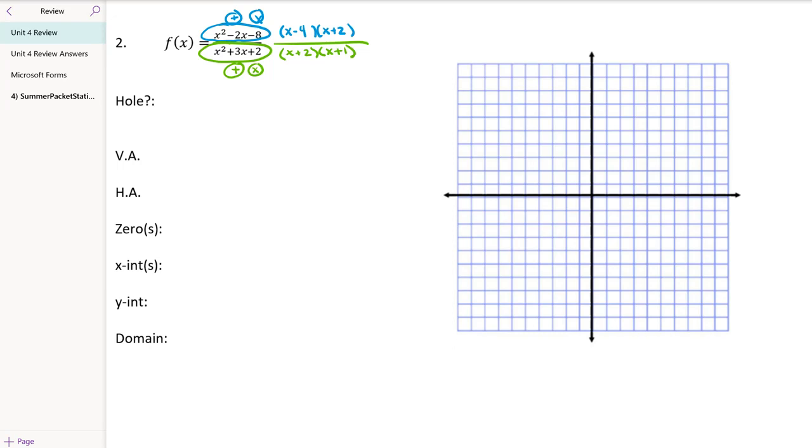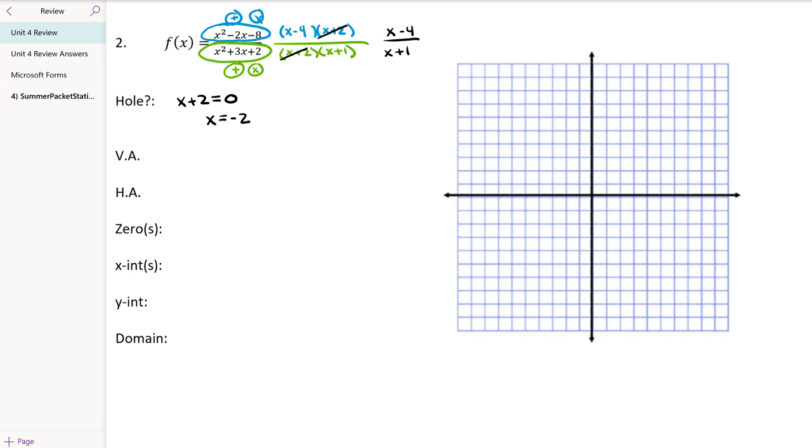All right, then from here, I see I could cancel these out. So I'm left with x minus 4 over x plus 1. So now to figure out the hole, I'm going to take what I canceled out, set it equal to 0, solve for x, and x equals -2.